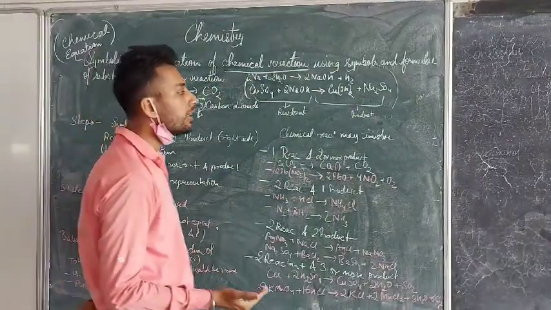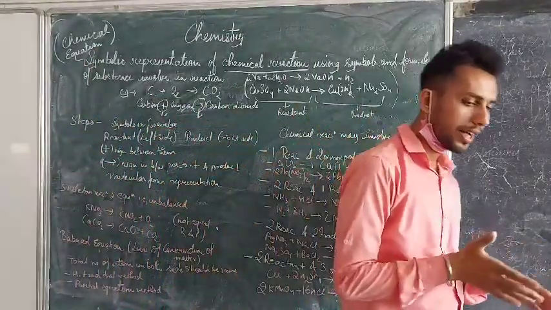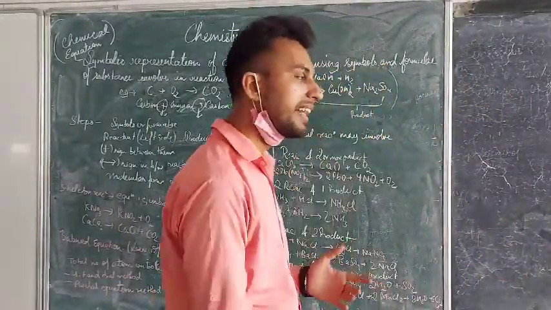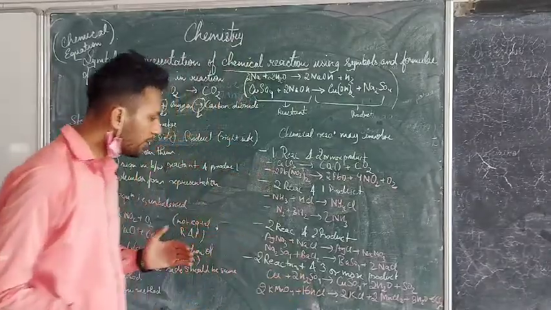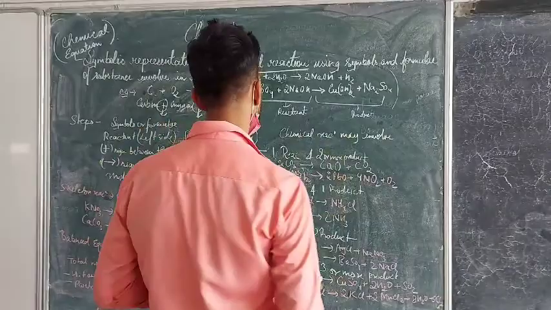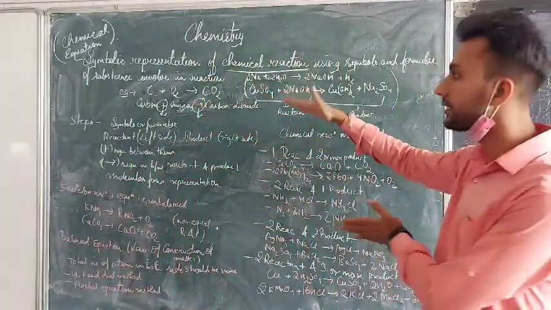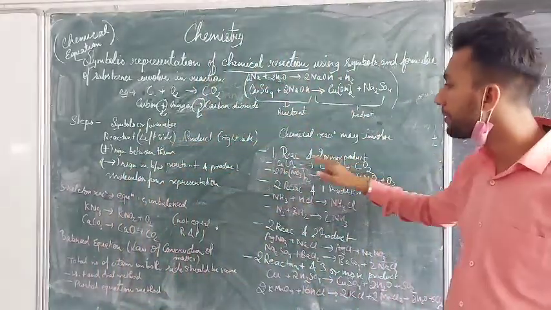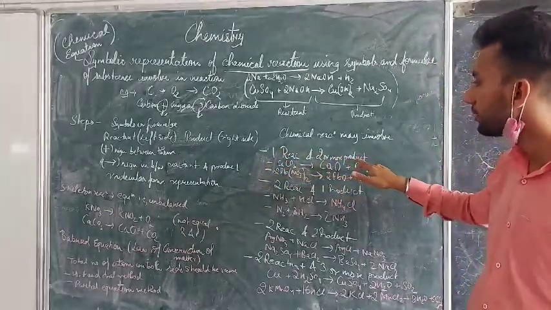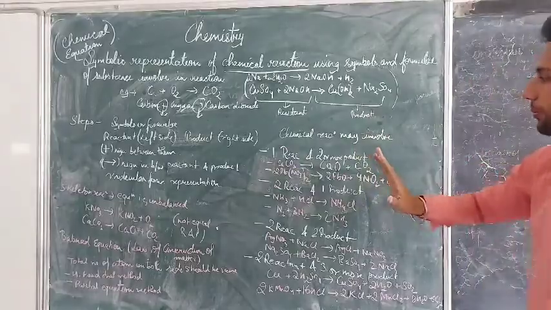Now coming to the chemical reaction, what are the criteria, like how many reactants and how many products should be there, must be there, or might be there. So we have categorized it into four categories. Now a chemical reaction may involve one reactant and two or more products.